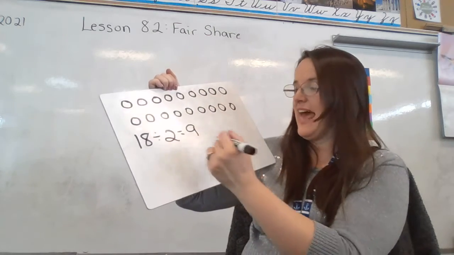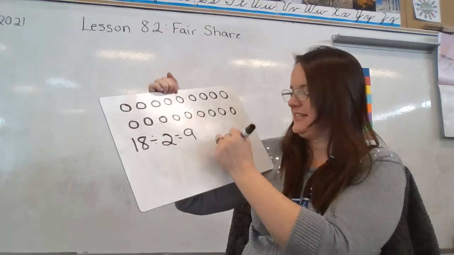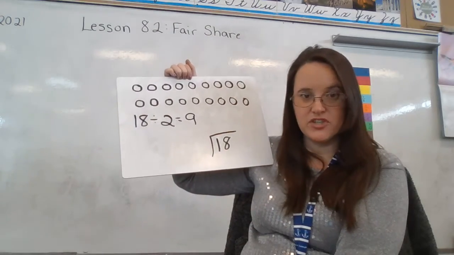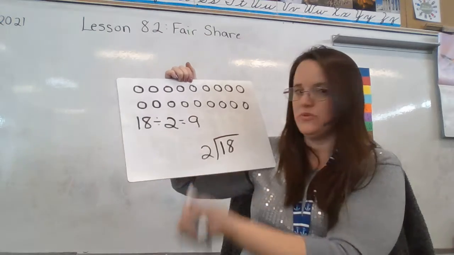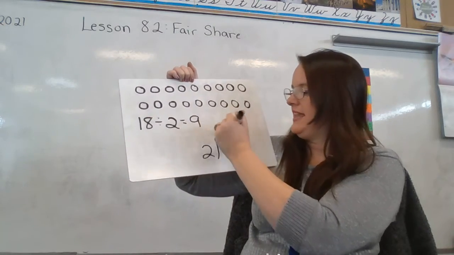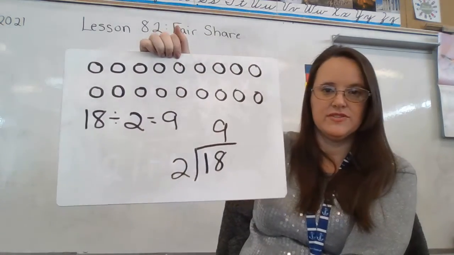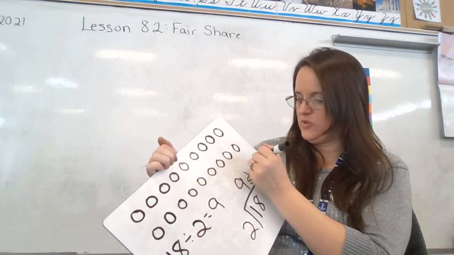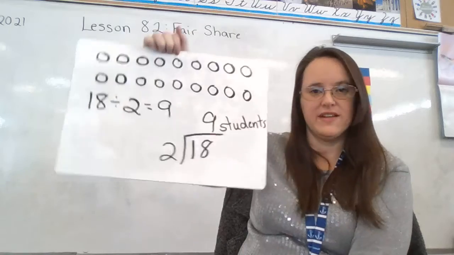The second way is the house. We start with 18. That little house sign is our division sign. We divide by 2, and we get 9 as our answer. So it's a word problem. We want to make sure we write 9 students. Give it a label.